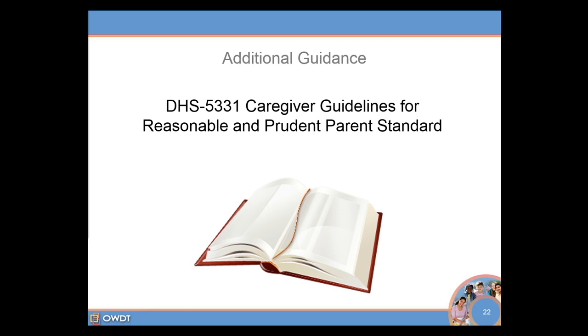Although we have touched on the reasonable and prudent parenting standard today and have discussed some examples of how it is applied, there are numerous other situations that may arise that have not been covered. Please refer to the DHS 5331 Caregiver Guidelines for Reasonable and Prudent Parent Standard for additional clarification. This can be found on the Public Michigan Department of Health and Human Services webpage under the Doing Business with DHHS tab or in the DHHS Forms Library.